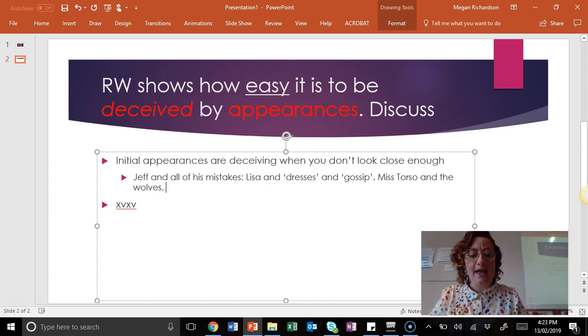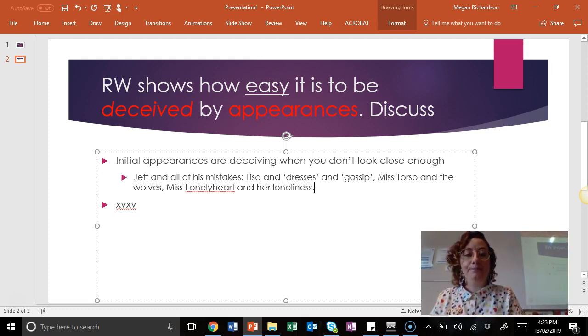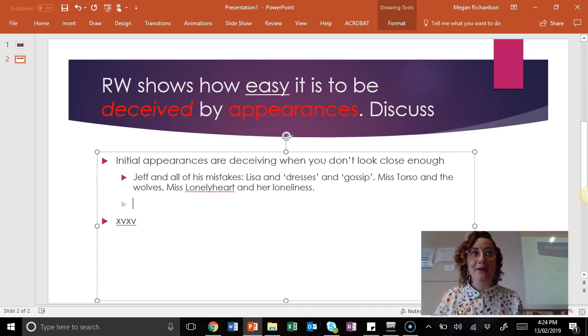Miss Torso and the Wolves and Miss Lonely Heart and her sadness and her loneliness, I guess. God forbid I say lonely. Exactly, but definitely his mistake. It was just more of a joke, that he has all these opinions about people, but they're all wrong. He thinks Lonely Heart is funny, and she's not funny. He thinks Torso is a slut, but actually she's not. She's got a husband. He has these interpretations, and they're completely wrong.